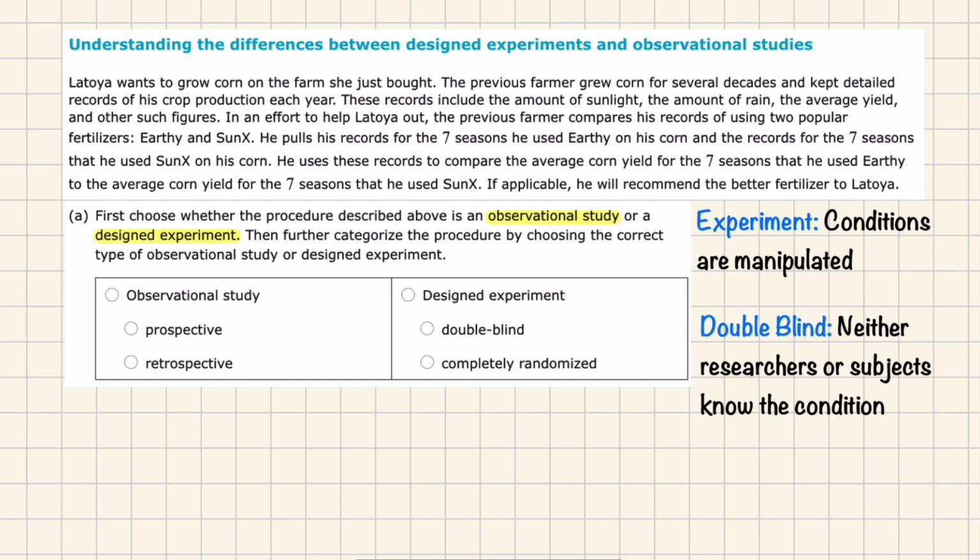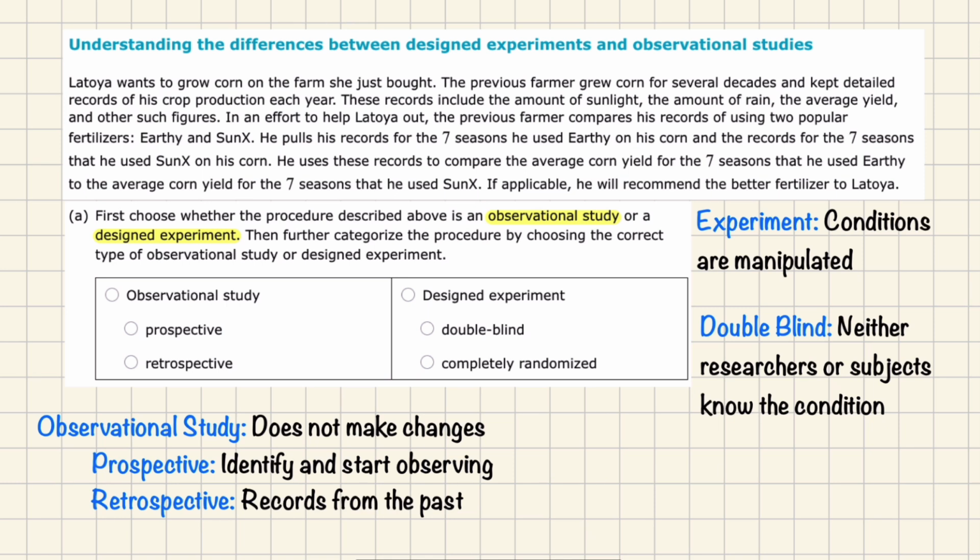But this doesn't sound like what's happening here, because the previous owner is just looking at historical records. This sounds more like an observational study, where you're not making any changes, you're only observing results. And observational studies could be either prospective, where you identify what it is you want to study and you start making observations, or retrospective, where you use records from the past. And in this case, the previous owner is using his records, so this would be retrospective.